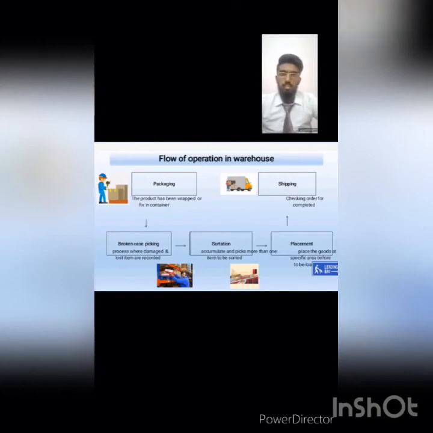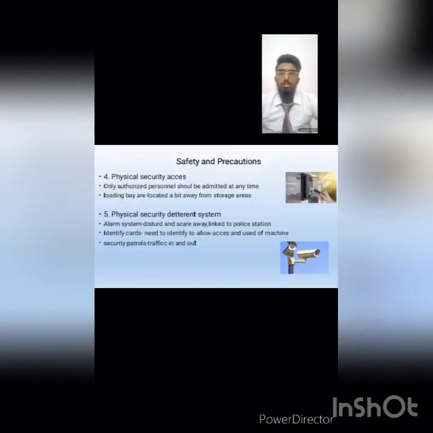Last but not least, I want to explain about safety and precaution. First, safety and precaution is physical security access. Entrance and exit doors of the warehouse should be guarded with a physical access control system that updates over the air to ensure the highest protection.